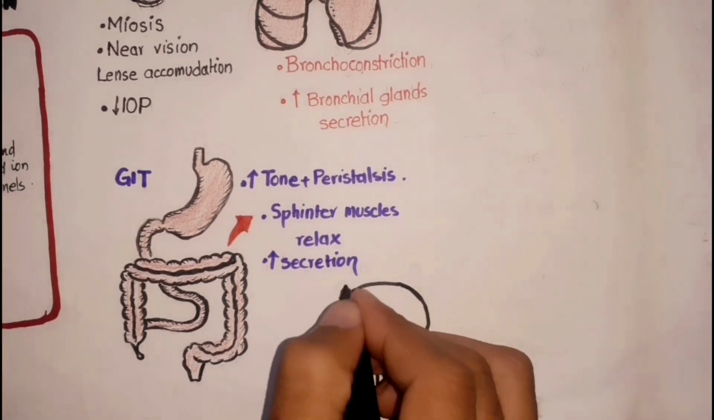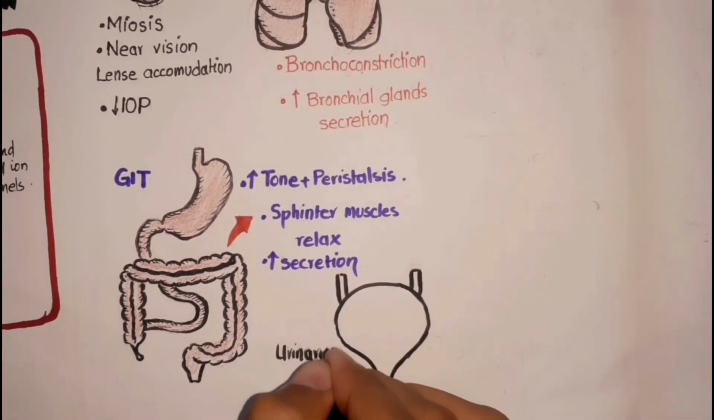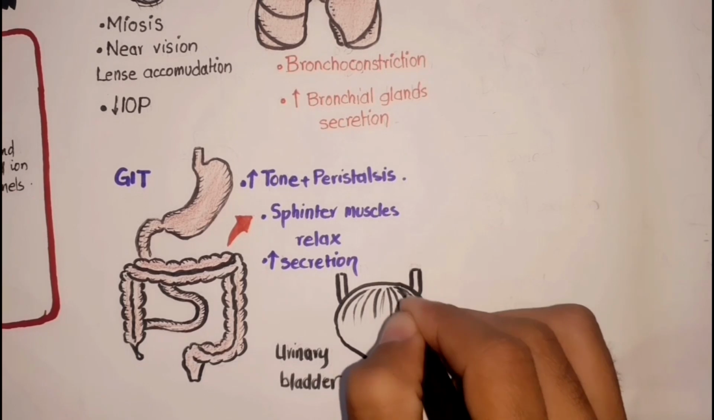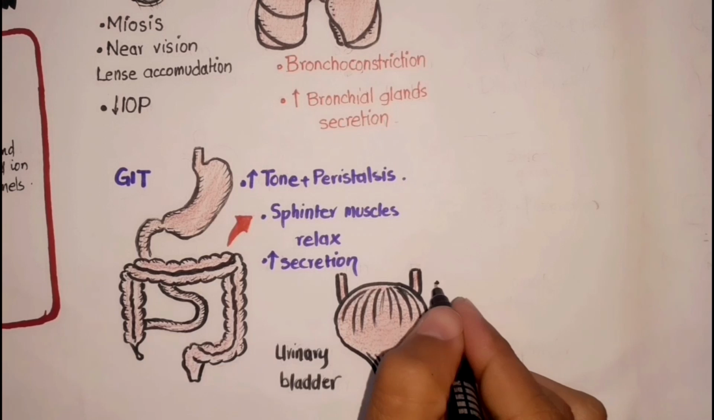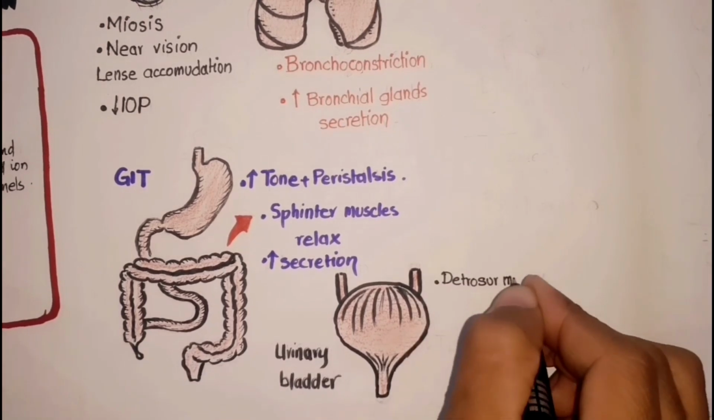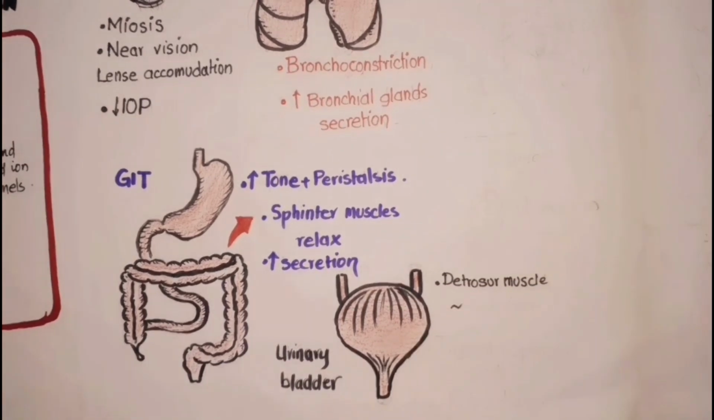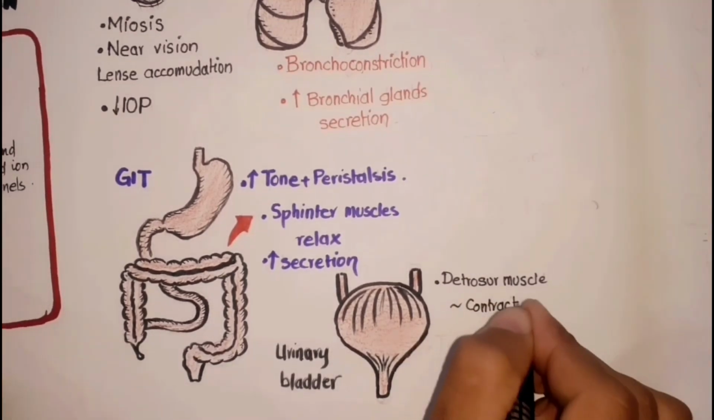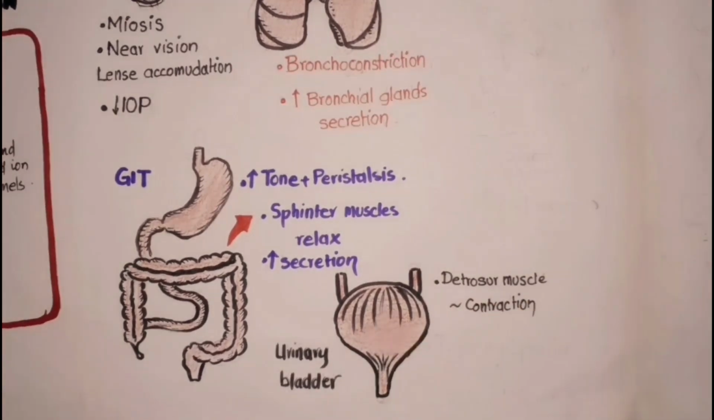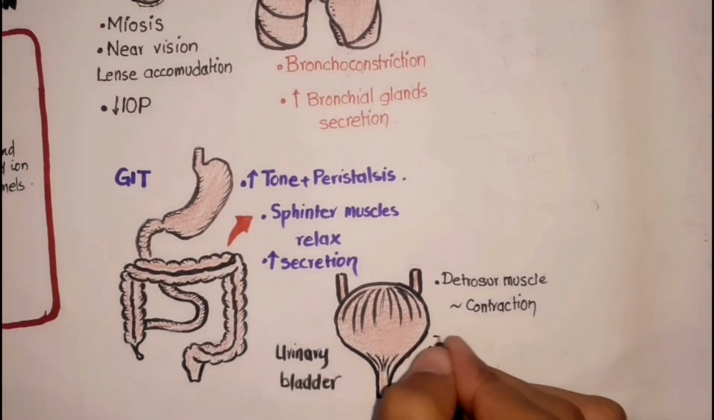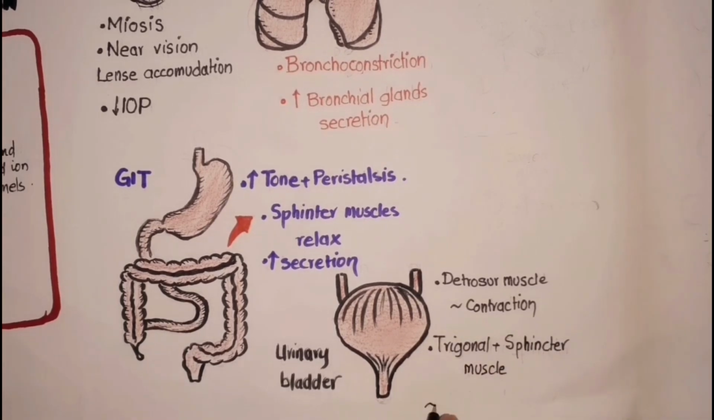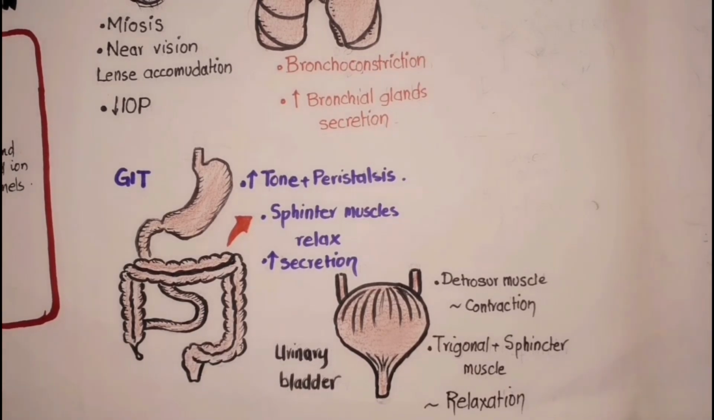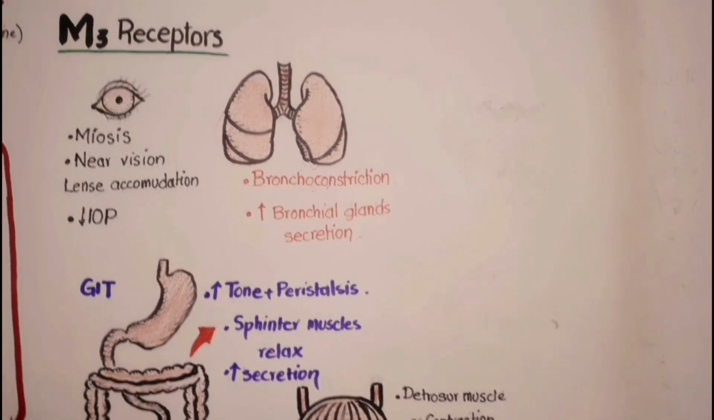Besides this, the cholinergic receptors in our urinary bladder are also the M3 receptors. Here, the M3 receptors on the detrusor muscles in the wall of the urinary bladder are concerned with detrusor muscle contraction, while the M3 receptors on trigonal and sphincter muscles are concerned with the relaxation of these muscles, and these effects are related to voiding of urine.